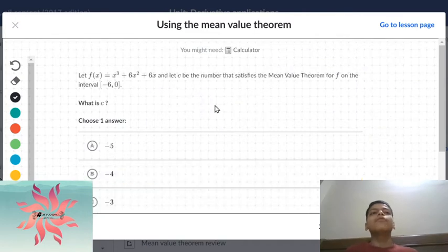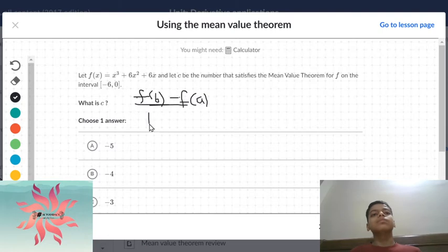Let's do the next one. f of x equals x cubed plus 6x squared plus 6x. Let c be a number that satisfies the mean value theorem. The mean value theorem tells us that f of b minus f of a divided by b minus a is equal, at a point, to f prime of c.